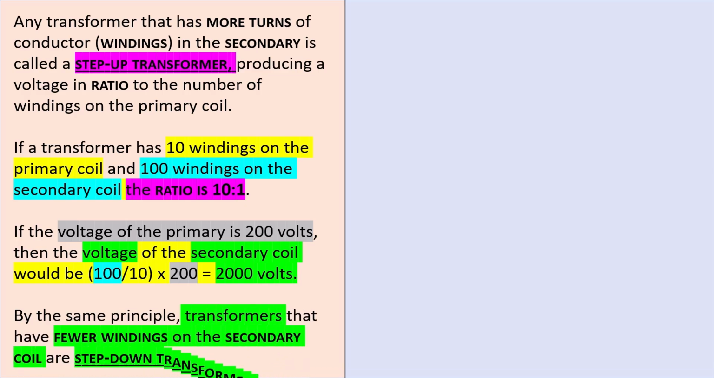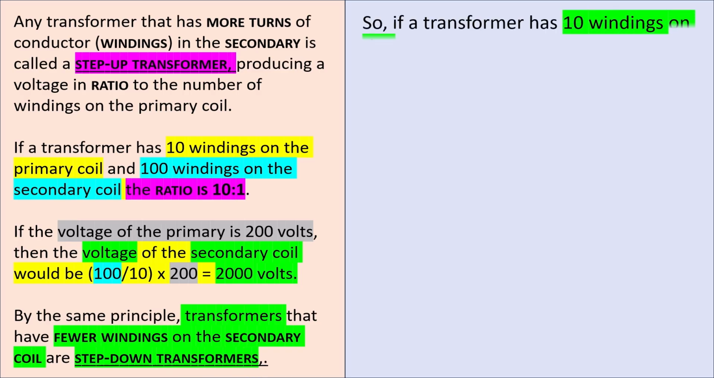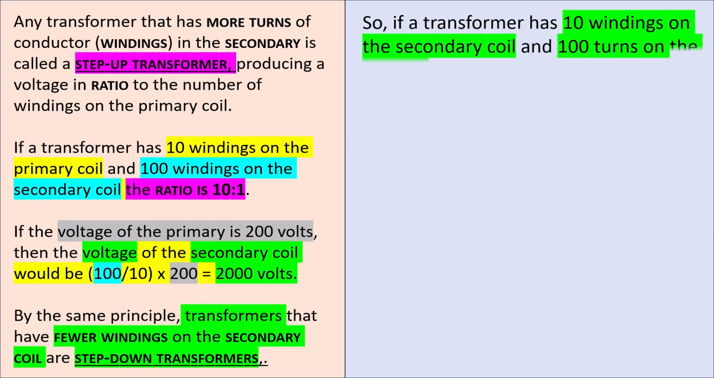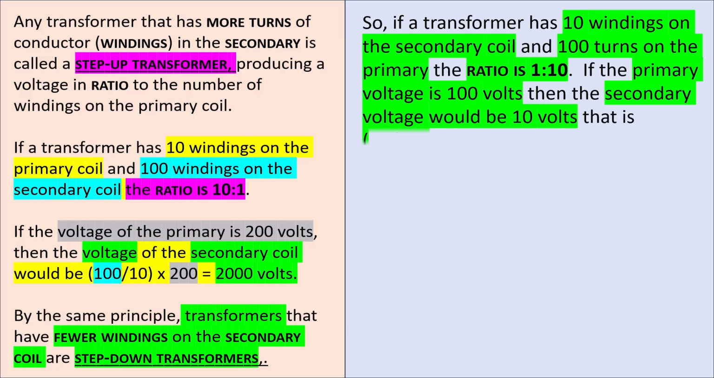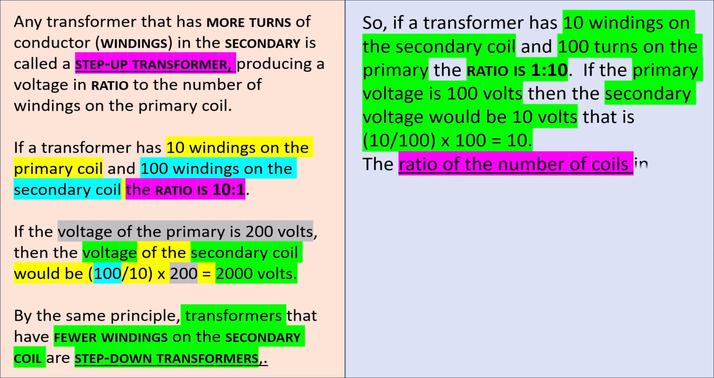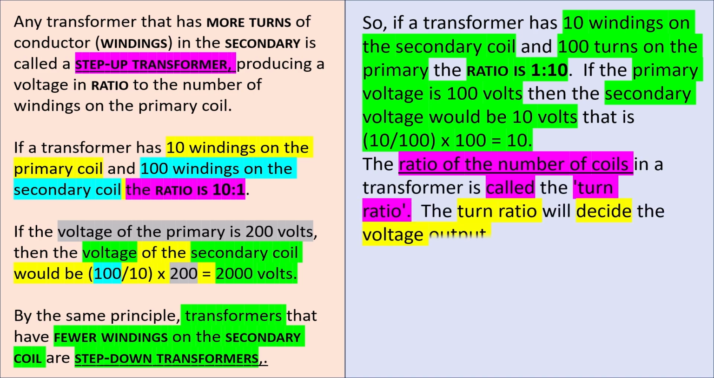By the same principle, transformers that have fewer windings on the secondary coil are step-down transformers. So, if a transformer has 10 windings on the secondary coil and 100 turns on the primary, the ratio is 1 to 10. If a primary voltage is 100 volts, then the secondary voltage would be 10 volts, that is 10 divided by 100 times 100 equals 10.